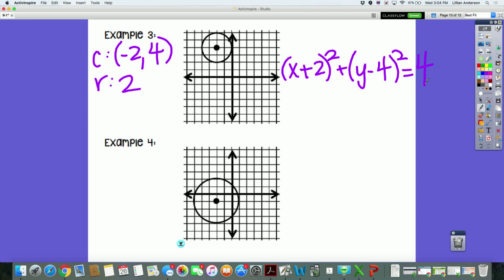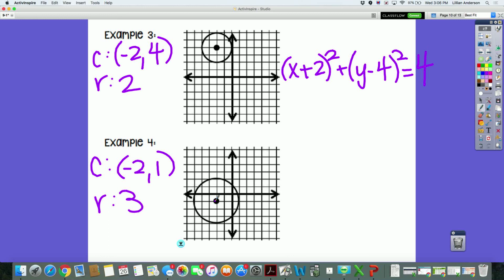Okay? I want you to do example 4. Okay, so what's our center? -2, 1. What's our radius? -1. Wait, no. Our radius is what? It's 3.